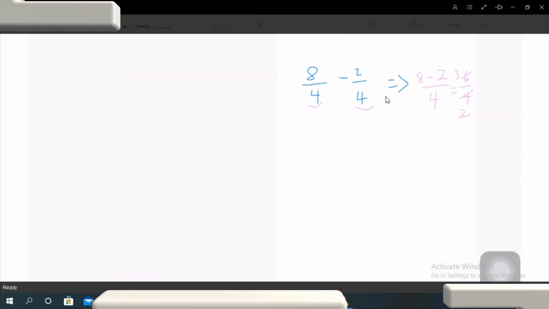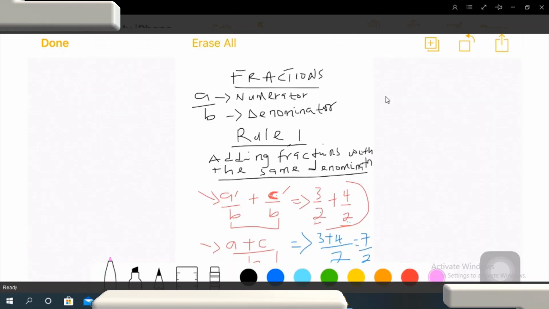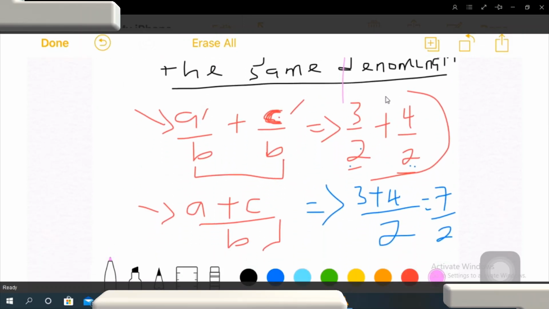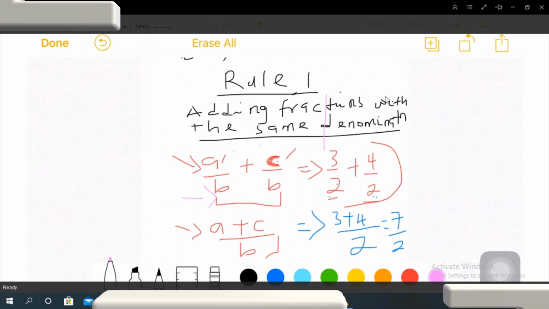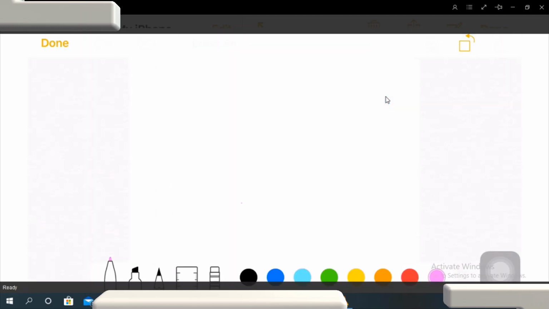So I hope you got this rule 1 right. This rule that says we should maintain one of the denominators, and then add the numerators. I'll be leaving an exercise for you in Google Classroom for you to try your hands on. I hope by the end of this video you would be able to add and subtract fractions of different forms.